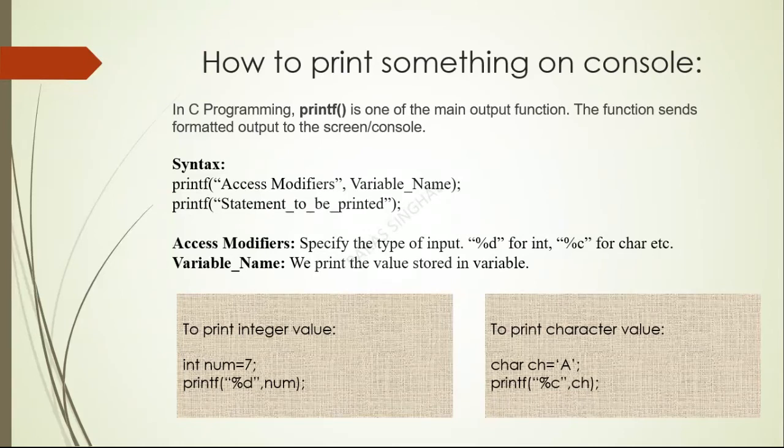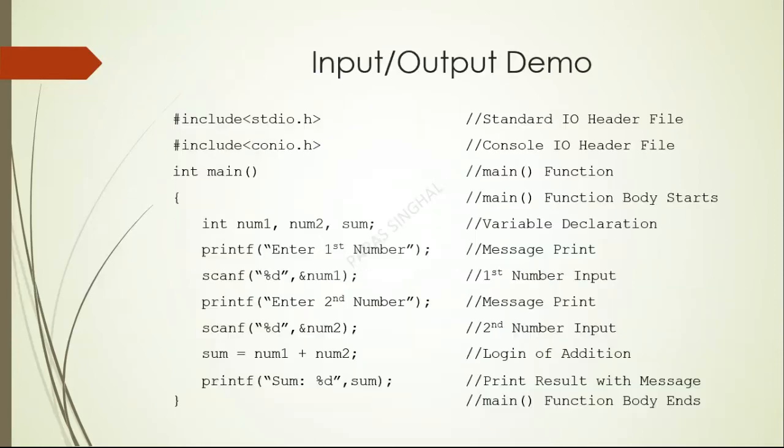Same with the character value. ch is the variable of character type which has a value of capital A. If you are using the printf function like I have written, the access modifier is %c for character type, then the variable name ch, the output will be capital A.